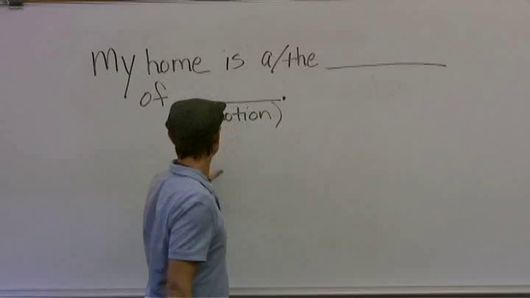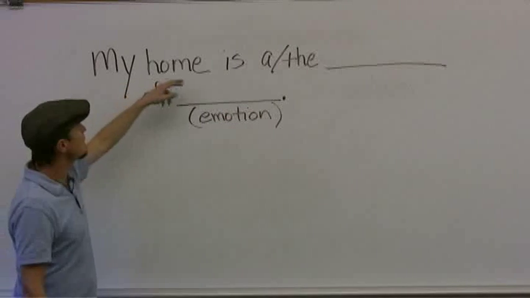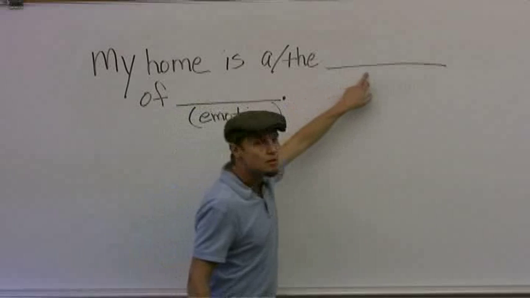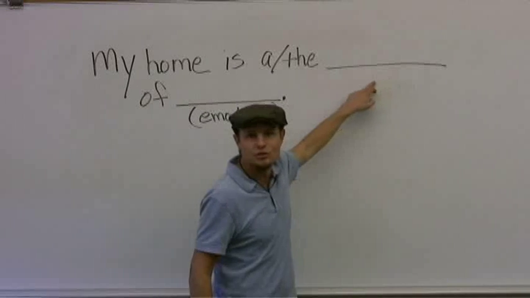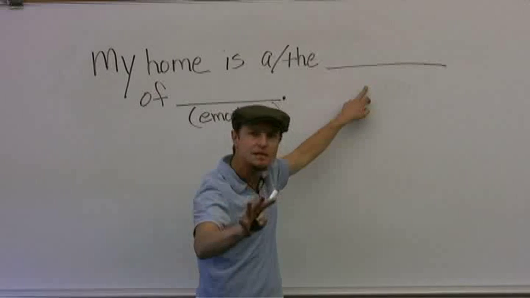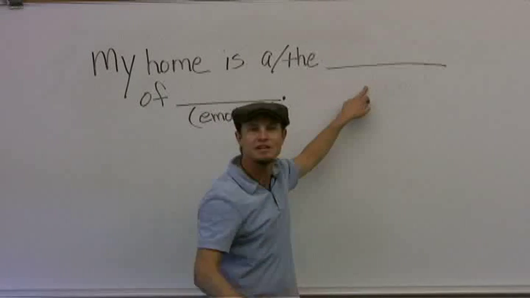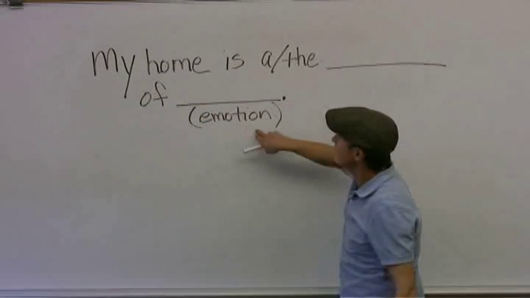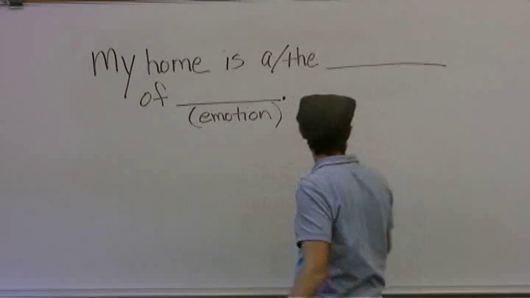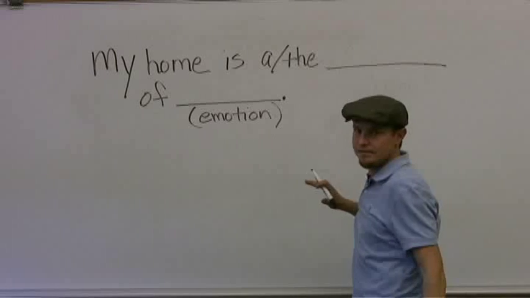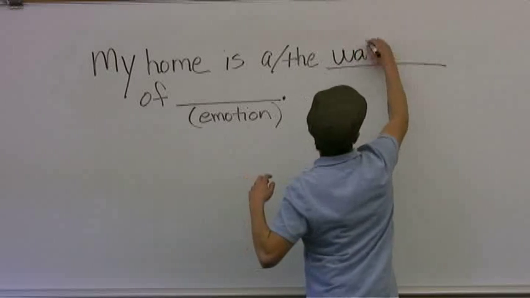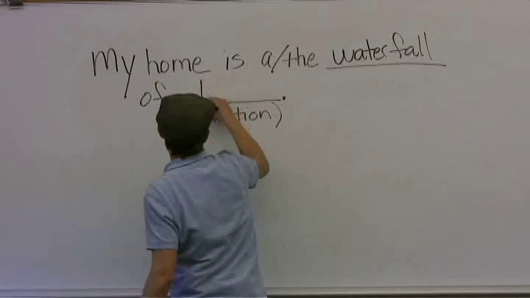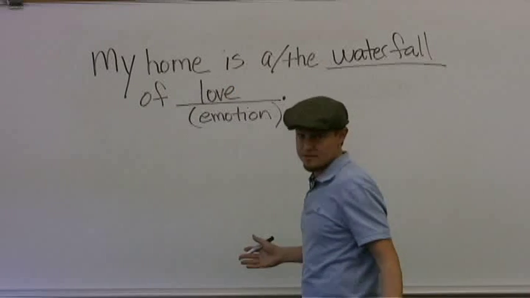And this is just an example here. So check this one out. My home is a, or the, you can use any of these articles here. Put in that word that you just created. Take from those lists of words that you just put on your page using the 5 senses. Put that up there. And then of, and put in an emotion, all right? What are we going to do? You could put anything up here. Is a waterfall of love. Or maybe not. I don't know.